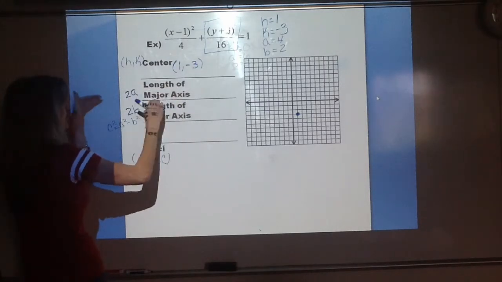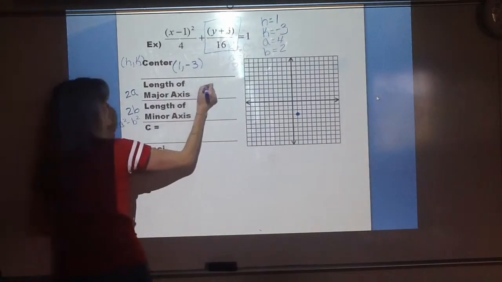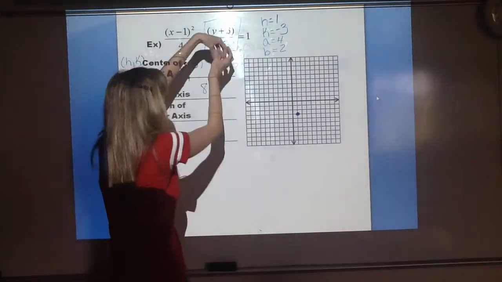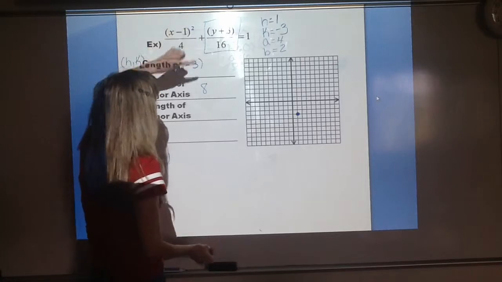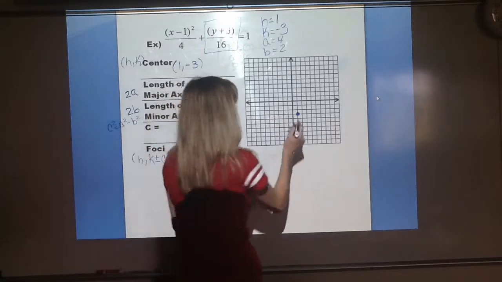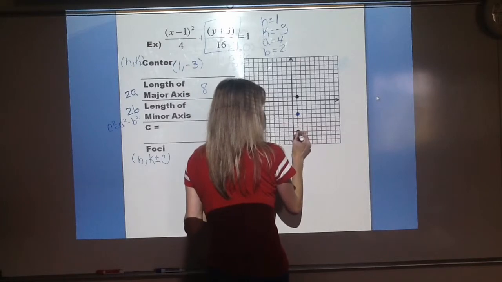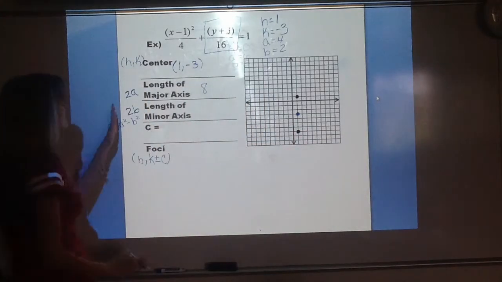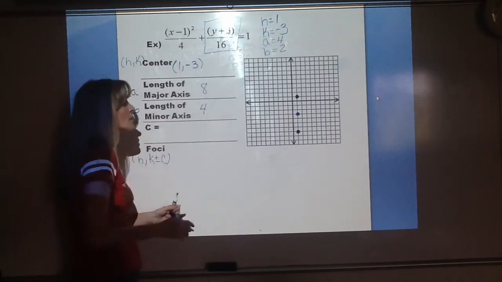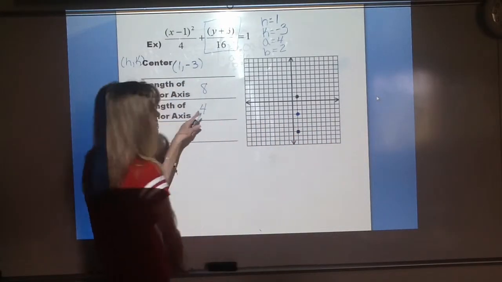Okay, major axis is 2A. The square root of 16 was 4, and 2 times 4 is 8. That's how long my major axis is. Remember, it's going this way. Half of 8 is 4, so I'm going to count 4 above the center and 4 below the center. There's my major axis. My minor axis is 2b, so 2 times 2, which is 4. From the center, I'm going to go 2 to the right and 2 to the left, because half of 4 would be 2.